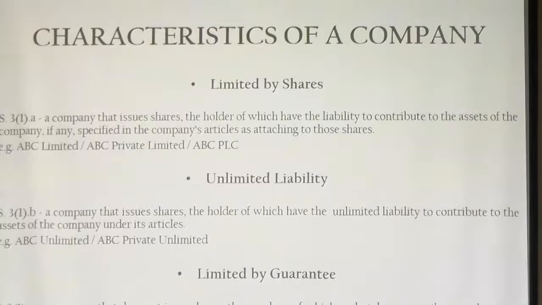Such a name of such a company could be ABC Limited, which is obviously a public company because there is no word private there. So, ABC Limited means the shareholders have limited liability in the company. Or it could be a private company, which is ABC Private Limited. Yet again, the shareholders have only the liability towards the number of shares that they hold.